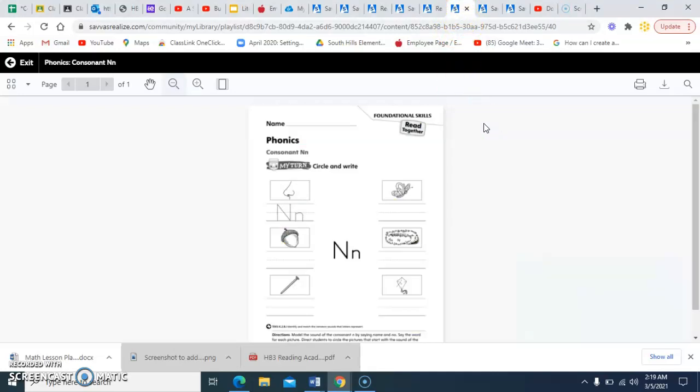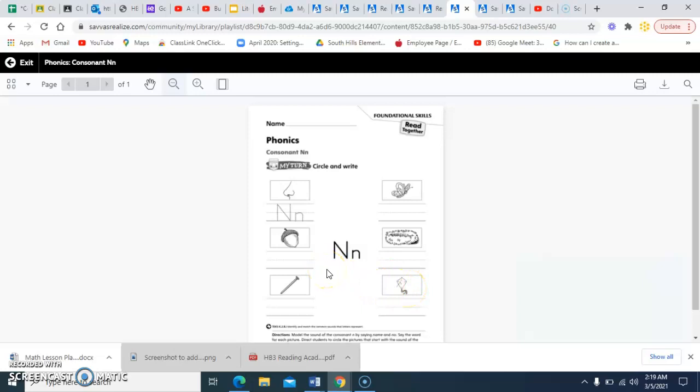Next, you should have these pages at home. These are the phonics pages just to practice the letters that we're studying. If you don't have these pages, just contact your teacher via Class Dojo. This one is the letter N is in the middle, and you can practice which pictures make the sound. So you have nose, acorn, nail, butterfly, nest, and kite.